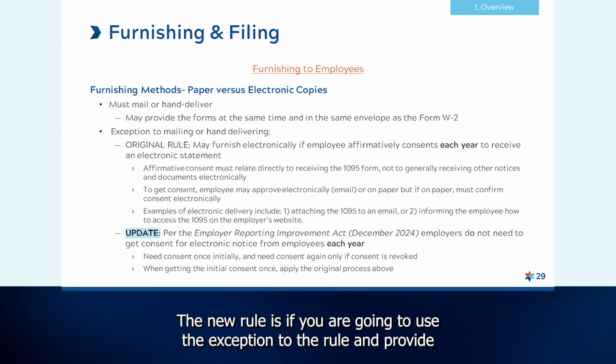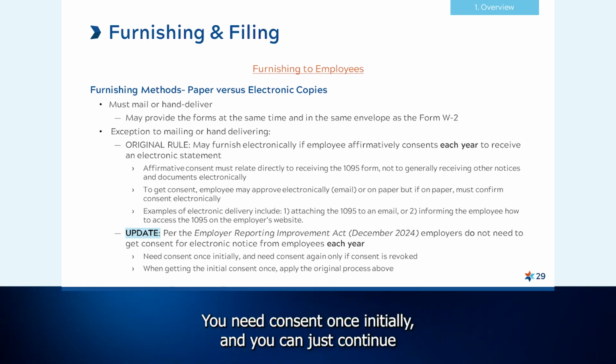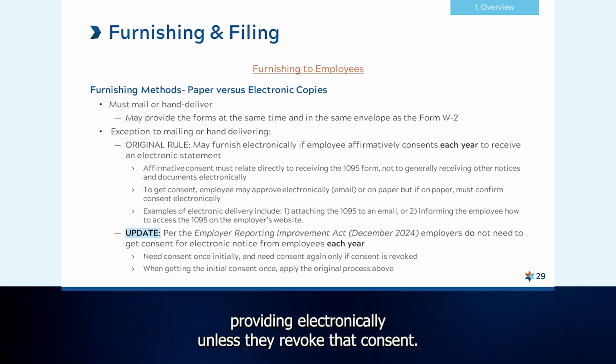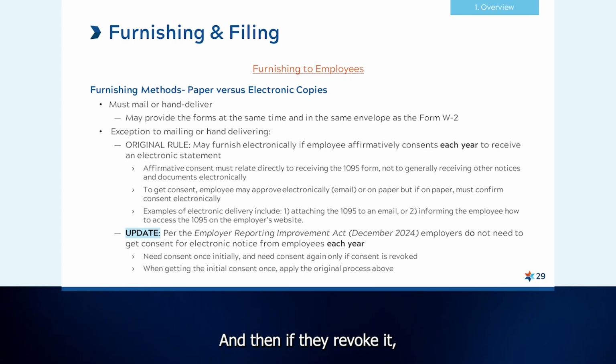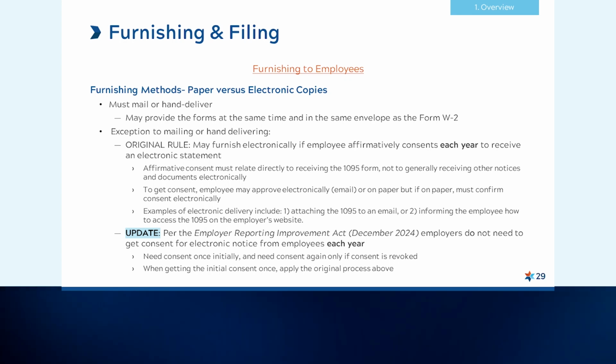The new rule is if you are going to use the exception to the rule and provide electronically rather than by paper, you do not need to get consent each year like you used to have to. You need consent once initially, and you can just continue providing electronically unless they revoke that consent. And then if they revoke it, you have to do it by paper until you get consent again.